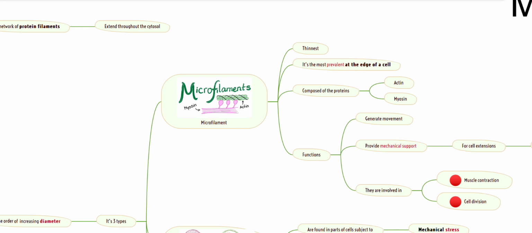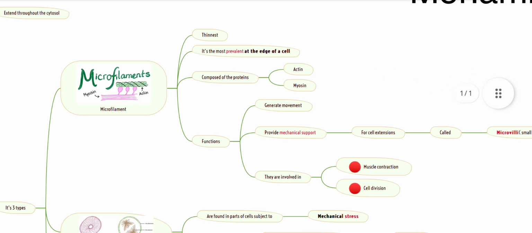types of cytoskeleton filaments. We said that they are protein filaments, okay? And they are most prevalent at the edge of the cell. They are composed of the proteins actin and myosin. Actin and myosin are the components of the microfilaments. Okay, functions. The most important part of microfilaments is their function.